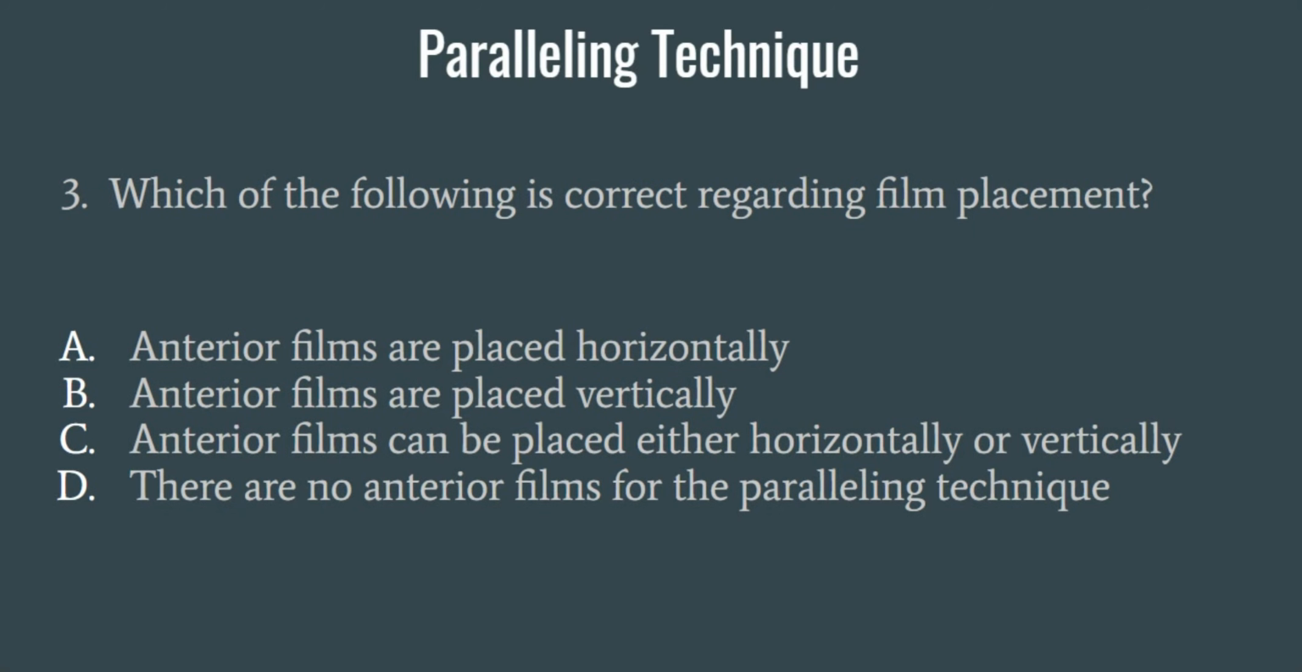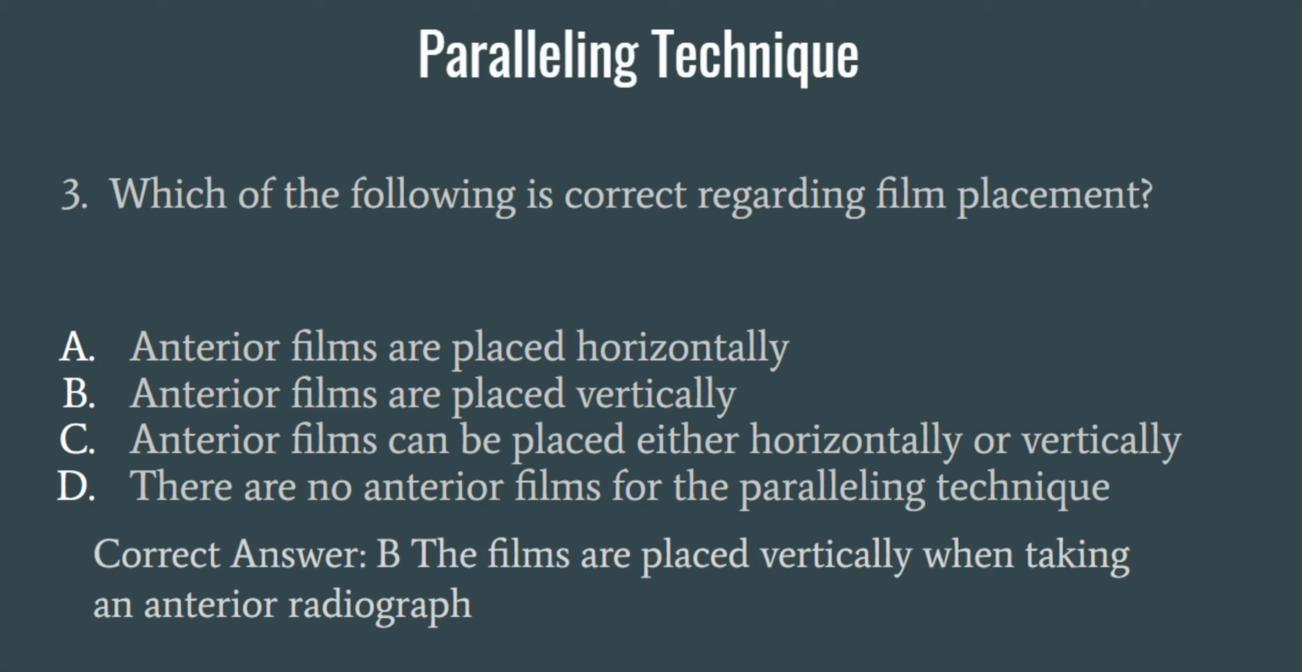Which of the following is correct regarding film placement? A. Anterior films are placed horizontally. B. Anterior films are placed vertically. C. Anterior films can be placed either horizontally or vertically. Or D. There are no anterior films for the paralleling technique. The correct answer is B. The films are placed vertically when taking an anterior radiograph.